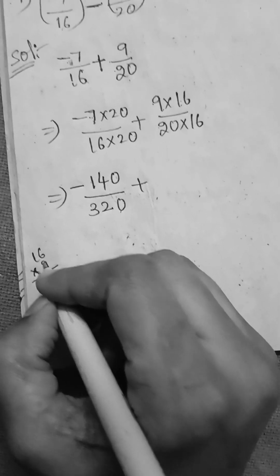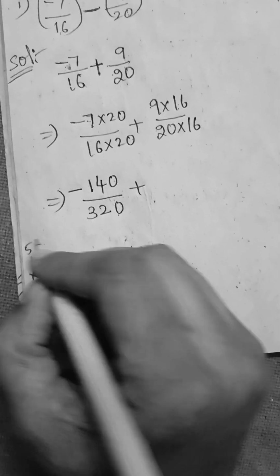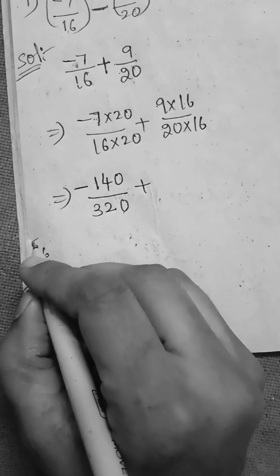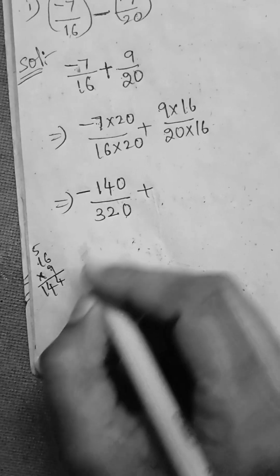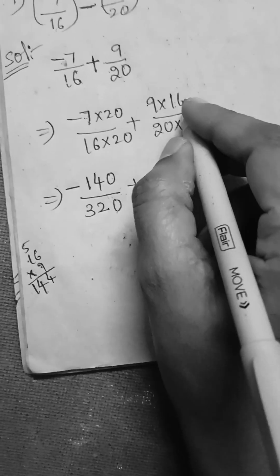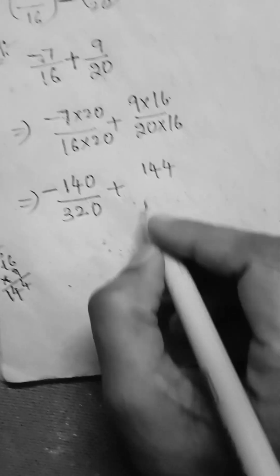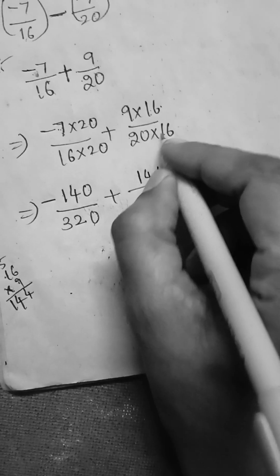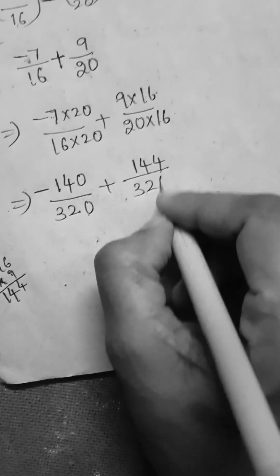9 6s are 54. 9 1s are 9, plus 5 is 14. Now 144. 16 9s are 144. Now 16 2s are 32 0.